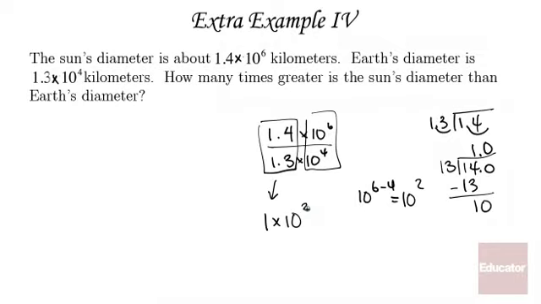So how many times greater is the sun's diameter than the Earth's diameter? 1 times 10 to the 2nd. 10 to the 2nd is 10 times 10, which is 100. So if we were to say 1 times 100, it's 100. So how many times greater?